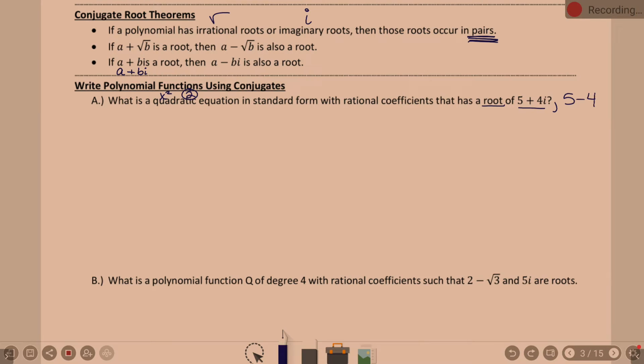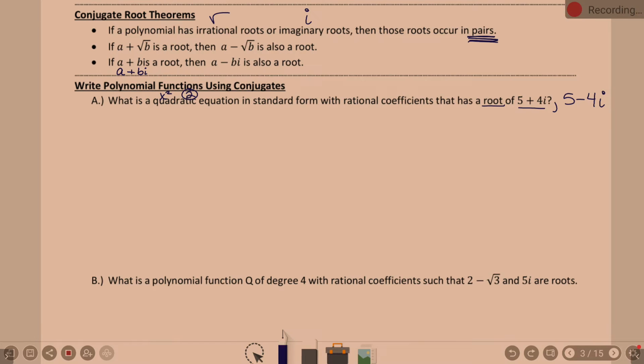Okay. There you go, guys. So we're going to use the roots of 5 plus 4i and 5 minus 4i. They will do that all the time. They'll give you 1, and they'll expect you to just automatically notice, oh, I got to throw in the other one. I got to throw in its pair. Okay, so beware.